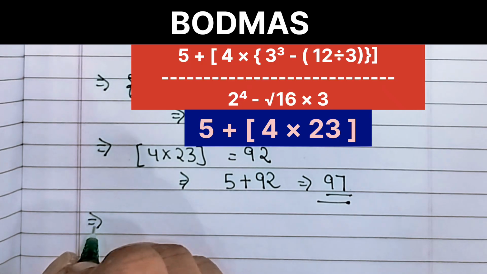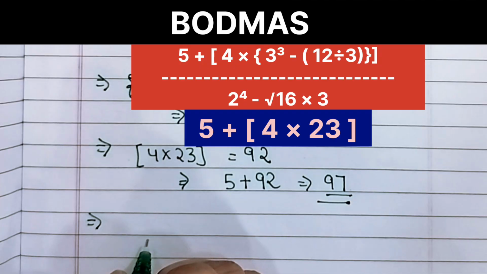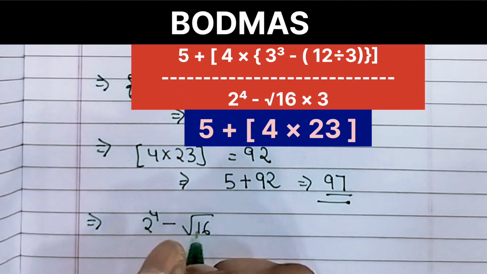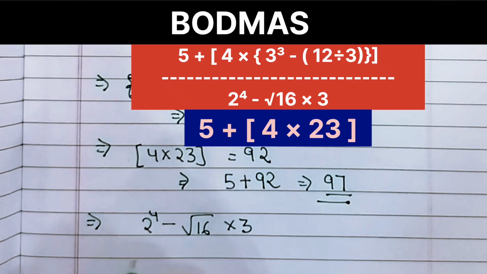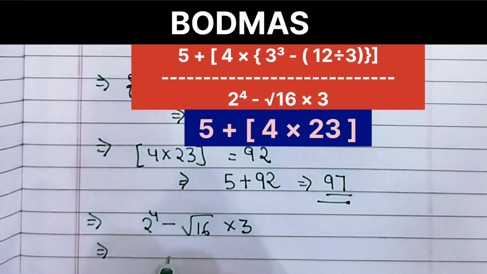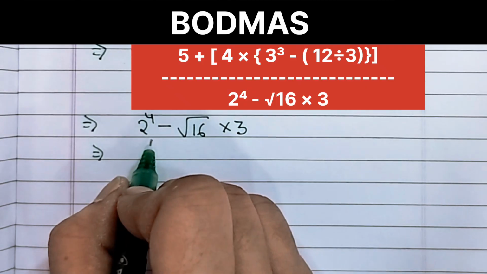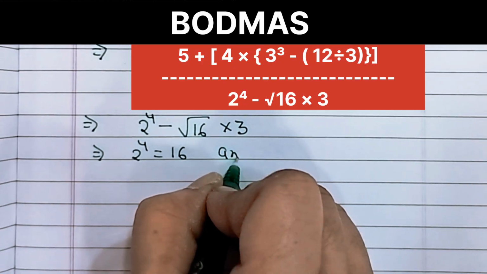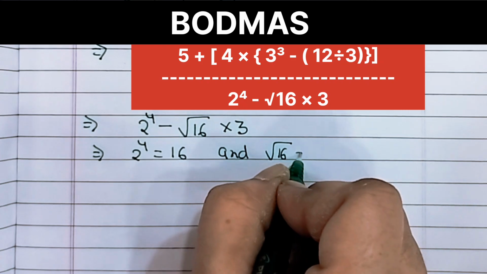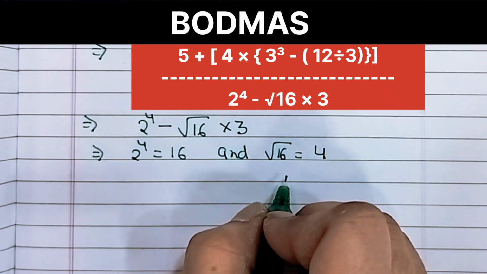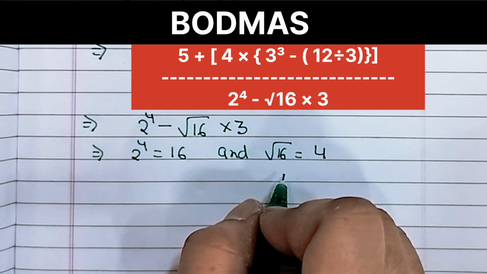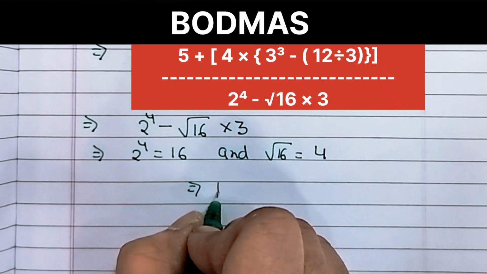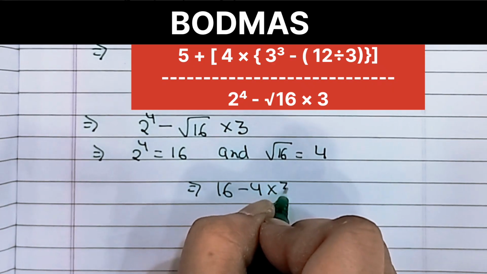Now step 2, simplify the denominator. The denominator part is 2 power 4 minus square root of 16 multiplied by 3. In this step 1, we solve orders, powers and roots. 2 power 4 is equal to 16 and the square root of 16 equals 4. In step 1, the reason is we prioritize the exponents and roots first. So the current denominator becomes 16 minus 4 multiplied by 3.